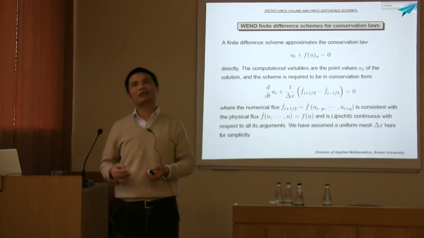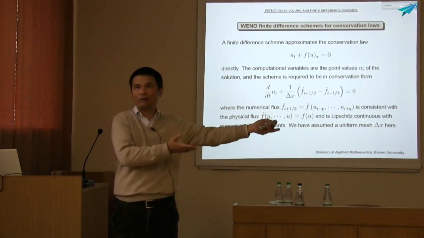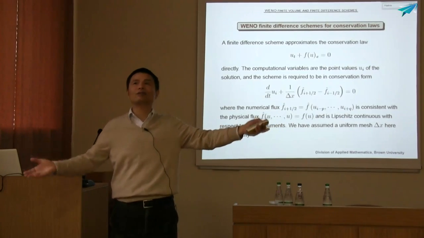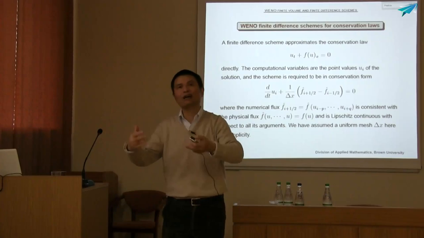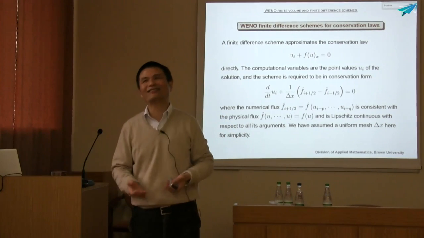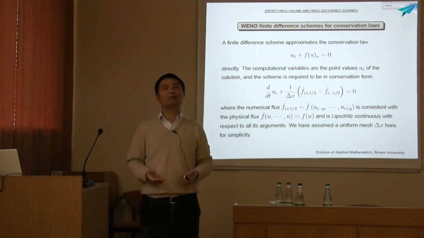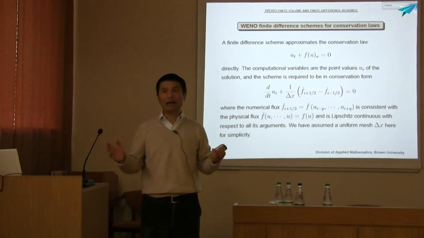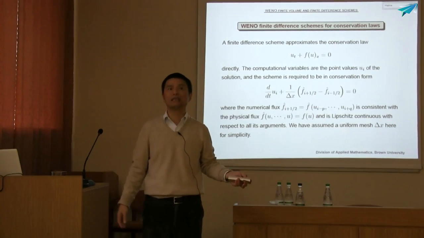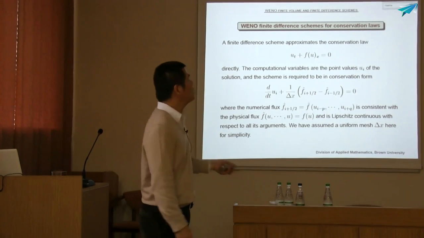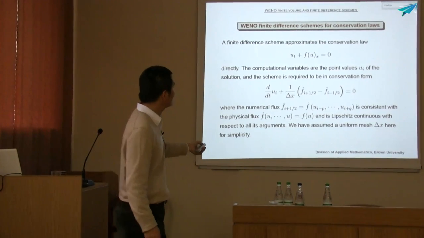So finite difference schemes evolve different sets of variables than finite volume schemes. If you compare the two, one of them involves integrated quantities, the other involves point values. You might say, well, what's the point, right? Why do you have two types of schemes? Later we will see that for multi-dimensions, there are essential differences between these two schemes. So right now, let's just try to understand the difference first in one space dimension.